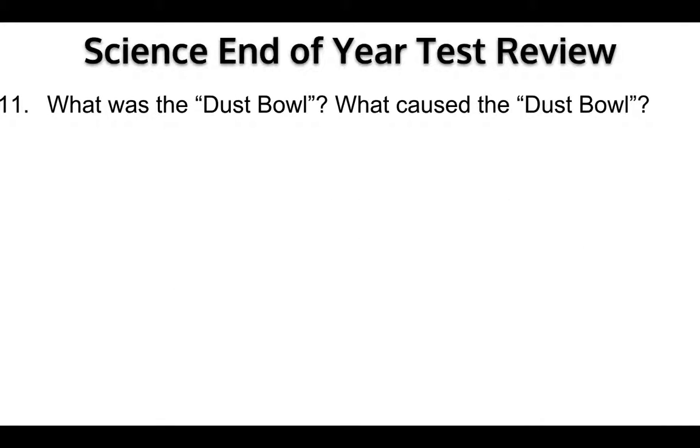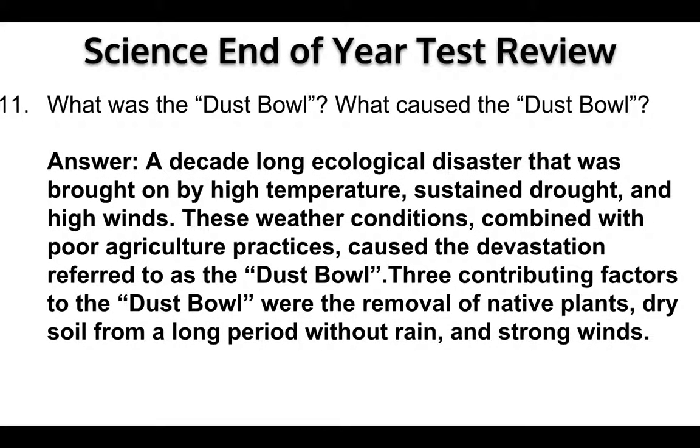What was the Dust Bowl? What caused the Dust Bowl? So the Dust Bowl was a decade-long ecological disaster that was brought on by high temperatures, sustained drought, and high winds. These weather conditions, combined with the poor agricultural practices, caused the devastation referred to as the Dust Bowl. Three contributing factors to the Dust Bowl were the removal of native plants, dry soil from a long period without rain, and strong winds.